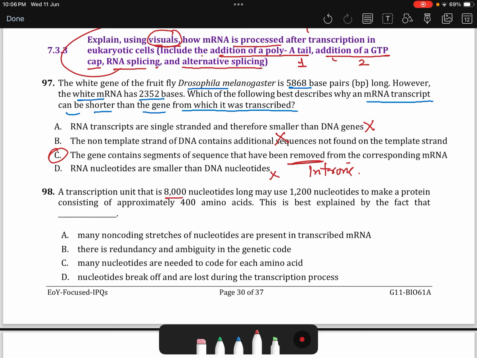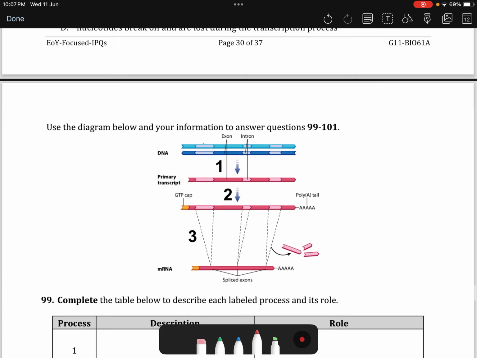A transcript unit that is 8,000 nucleotides may use 1,200 nucleotides to make a protein consisting of 400 amino acids. This is best explained by the fact that many non-coding stretches of nucleotides are present in the transcribed RNA. Yes, that's possible. There is redundancy and ambiguity. We didn't study the properties of the genetic code, so these are the properties. Many nucleotides are needed. No. Nucleotides break off and are lost during the transcription process. No, so it is A.